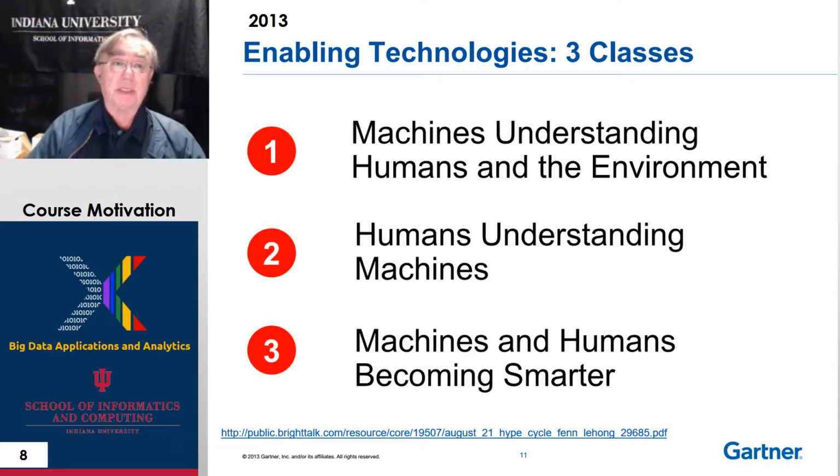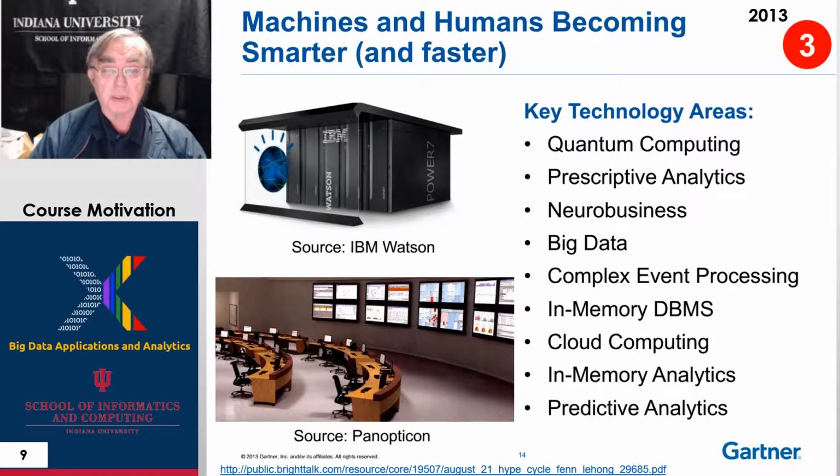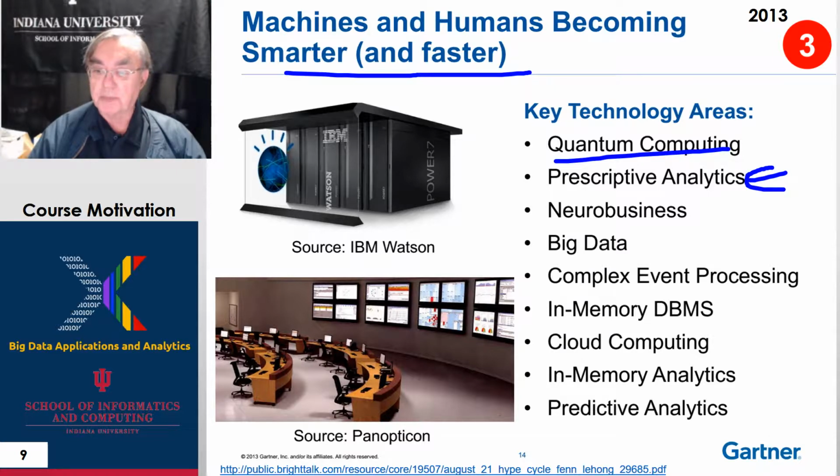Well, we didn't get much detail on what's happening in 2014, but in 2013, they went through some analysis of the types of revolution you'll see. And then you'll have machines understanding humans, so that's machines analyzing what's happening to humans and the world. We have humans understanding machines, and machines and humans together becoming smarter. And we have examples of those approaches. In particular, for machines and humans becoming faster and smarter, we have quantum computing, this so-called prescriptive analytics, neurobusiness, big data, that's what we're doing here.